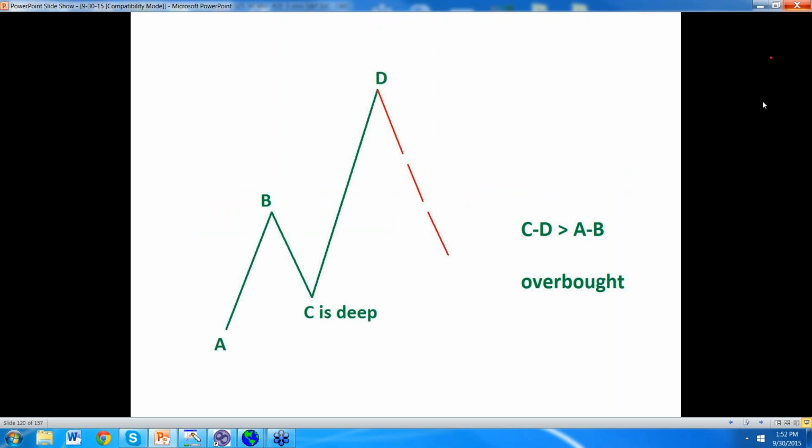It's overbought because remember we talked about point C being deep as a weakening, a weak up move, if you will. And the reason why I like to use this as a confirmation tool is that because point C is deep, the drop from point D would be of bigger magnitude than if point C was shallow. Make sense? So coming off of a point C and the CD leg much bigger than AB, this is a very, very good overbought pattern to use.